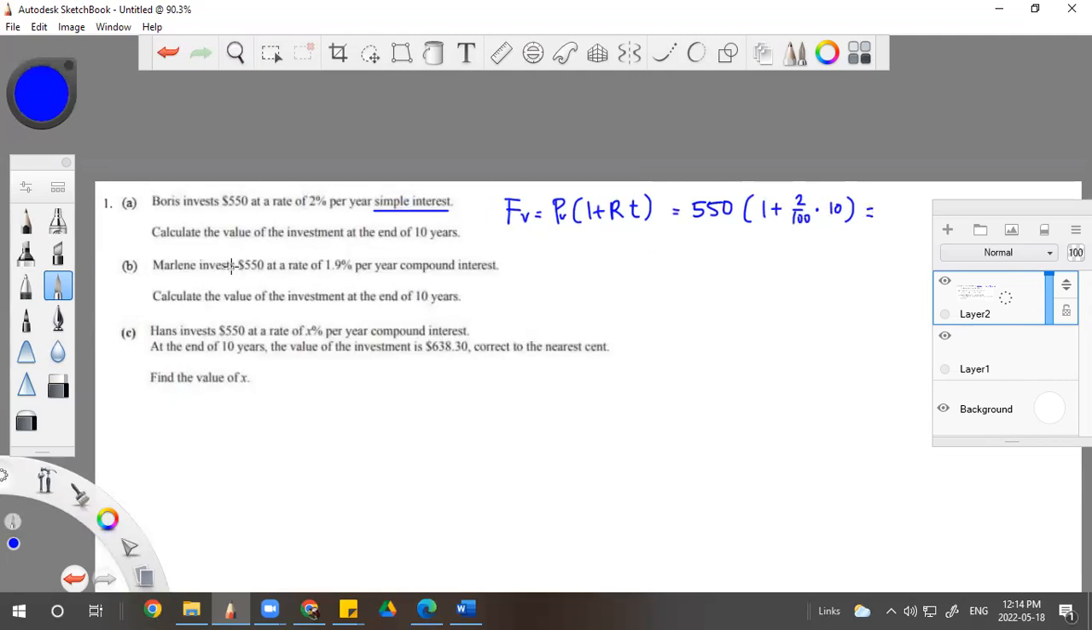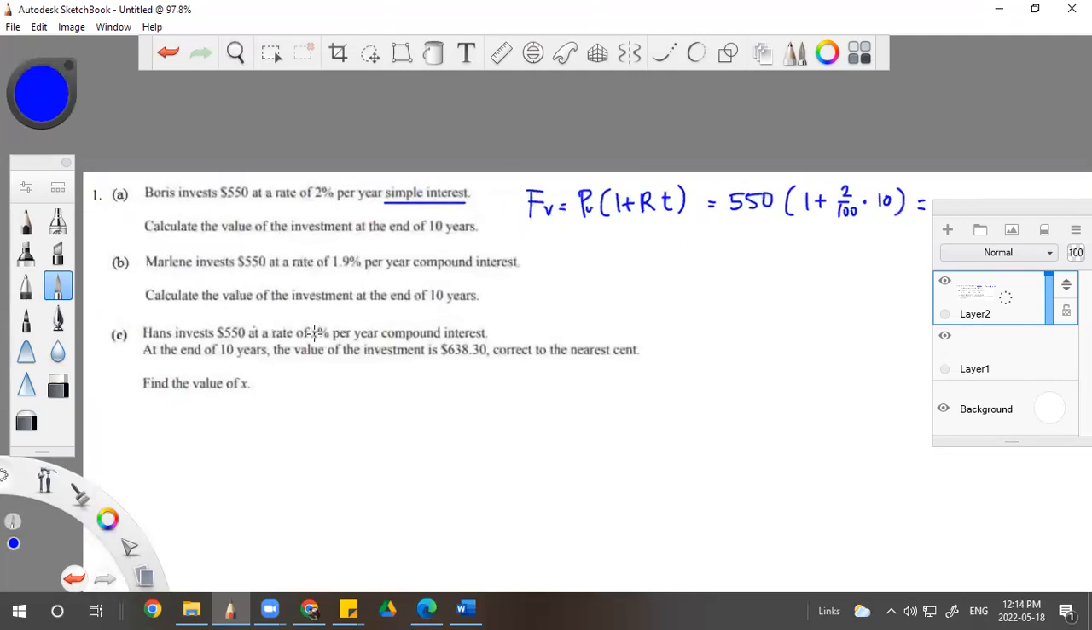So Marlin invests 550 at a rate of 1.9% per year, compound interest. So you need to understand that this is compound interest, so the formula is different. So future value is P(1 + R) to the power of N.